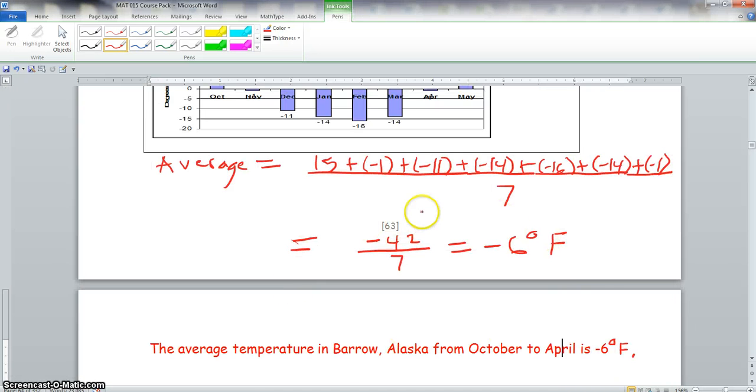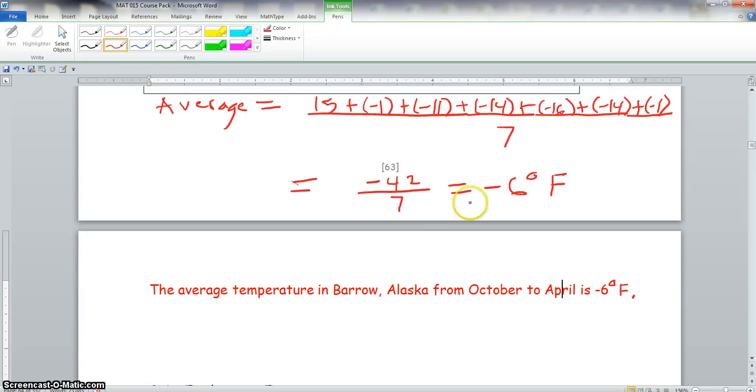Okay, class, I took the liberty of writing out the rest of this problem. We have 15 plus negative 1, which will give us a positive 14, plus a negative 11, which will give us 3. 3 plus a negative 14 will give us negative 11, plus a negative 16, which will give us a negative 27, plus a negative 14, which will give us a negative 41, plus negative 1 is negative 42. So we had negative 42 divided by 7, which is a negative 6 degrees Fahrenheit. So the average temperature in Barrow, Alaska from October to April is negative 6 degrees Fahrenheit.